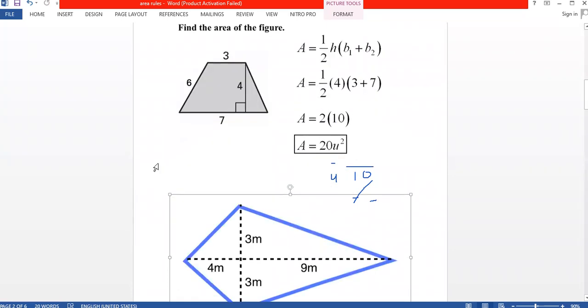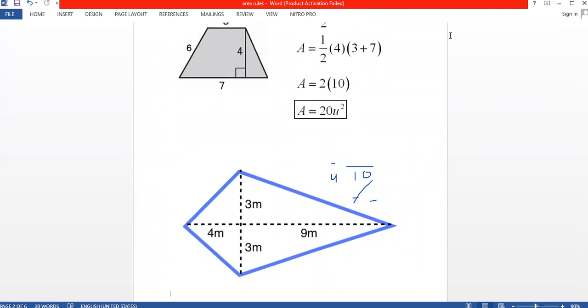The same will be applied to the kite. The kite could be cut into two congruent triangles. Here, in this kite, if we cut it or decompose it like this, we have an up triangle and a down triangle. The up triangle, this one, they are similar, by the way, they are congruent. We have the base, from here to here. So the base is 9 plus 4. 9 plus 4 equals 13.